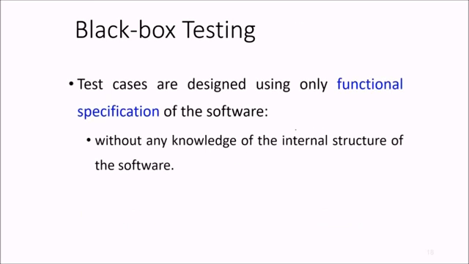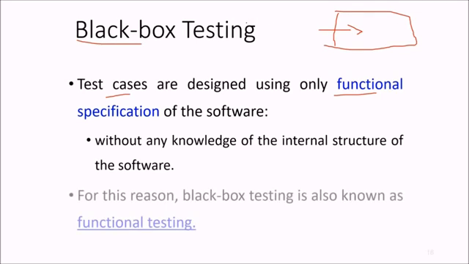In black box testing, the test cases are designed using only the functional specification of the software. Black box means the software is inside it and you don't know what is inside. You are not aware of, or do not have any knowledge of, the internal structure of the software. That is why black box testing is also termed functional testing.